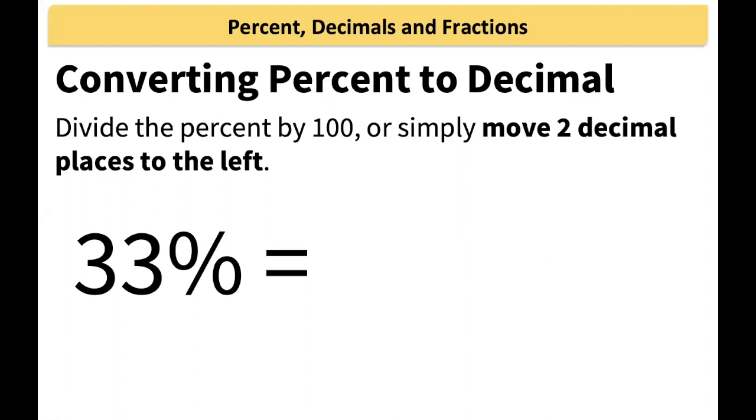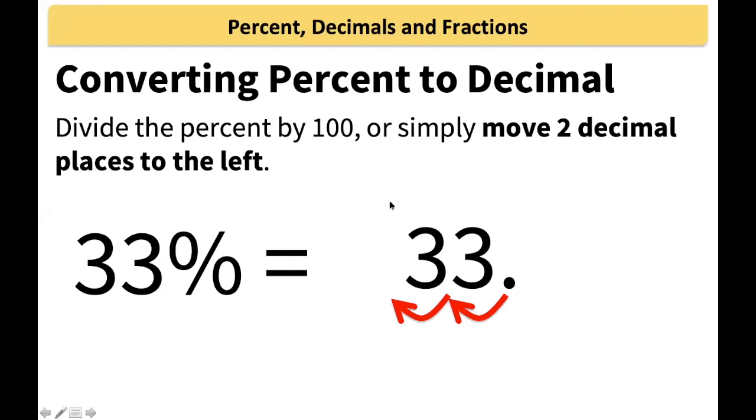Converting percent to decimal. Divide the percent by 100 or simply move 2 decimal places to the left. So if you have 33%, asan ang decimal point nito? After ng last digit mo, okay? So imove mo lang yung decimal place to the left, ilang beses? Twice, okay? So ang decimal place natin will now be here, and to write it in a proper decimal form, lagyan natin ng 0 before the decimal point. So we have 0.33. Okay? 33% is equal to 0.33. Mabilis ba ako? Hindi naman.